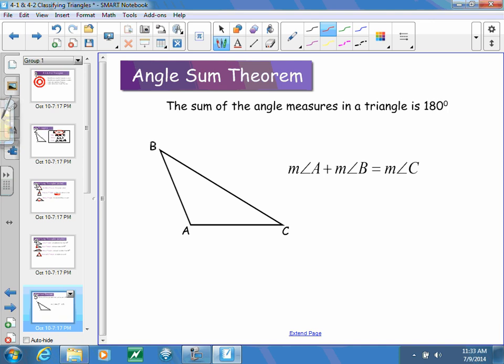And the first thing here is the angle sum theorem, which says that the sum of the angle measures in a triangle is 180 degrees. What this means is that when we add our three angles together, they have to end up equaling 180 degrees. So we're going to add angle A, angle B, and angle C together, and they're always going to add up to 180 degrees. No matter what triangle you have, the three angles must add up to 180 degrees.